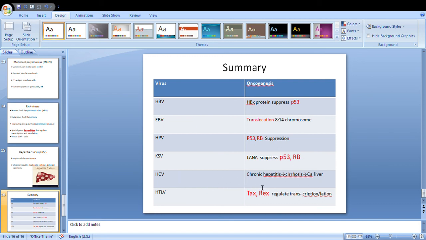Hepatitis C virus has a different way of oncogenesis, chronic hepatitis leading to cirrhosis and then carcinoma of the liver. The human T cell lymphotropic virus has the specific genes, tax and rex, which regulate transcription and translation. So this is the summarized table of the oncogenic viruses and the way by which they cause oncogenesis.